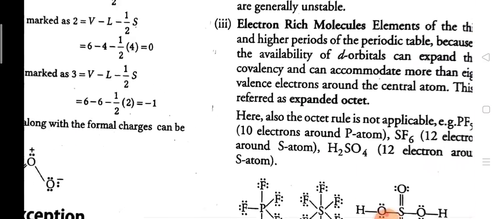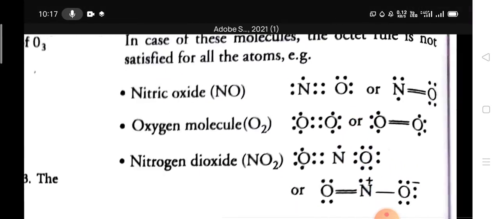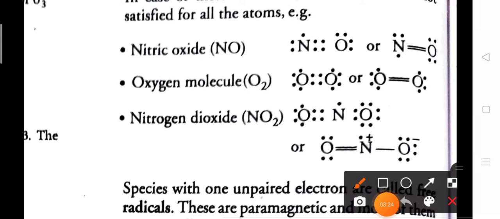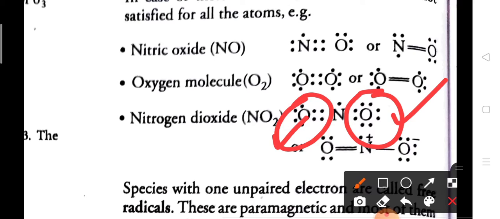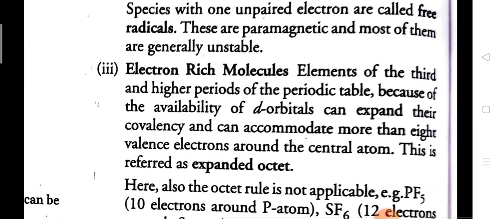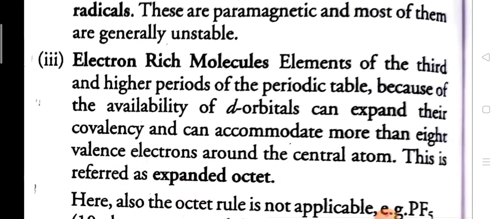Now you can see the examples like nitric oxide, oxygen molecule, nitrogen dioxide. You can count the electrons also here. You can see that the oxygen has 8 electrons by the bonding of this nitrogen. But here, due to the presence of this one odd electron, the octet rule is violated. Species with one unpaired electron are called free radicals, and these are paramagnetic, and most of them are generally unstable. Due to the presence of a single or odd electron, they are called free radicals, and they are very reactive and paramagnetic in nature.